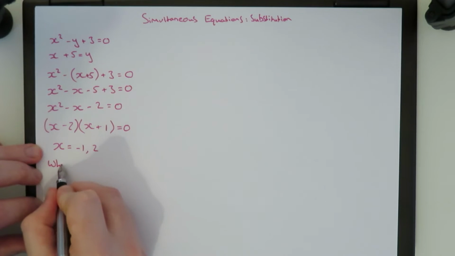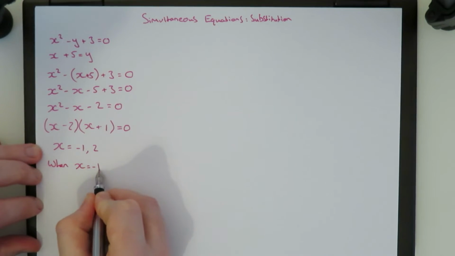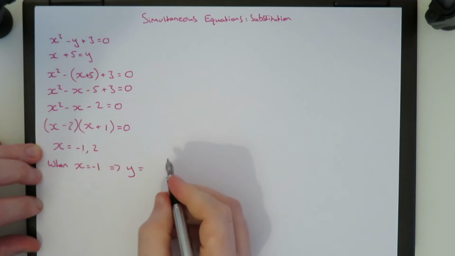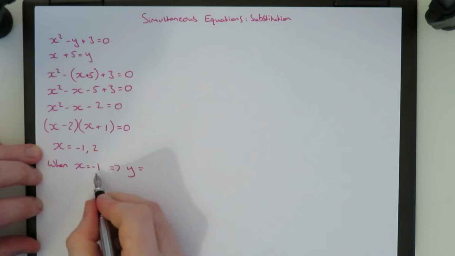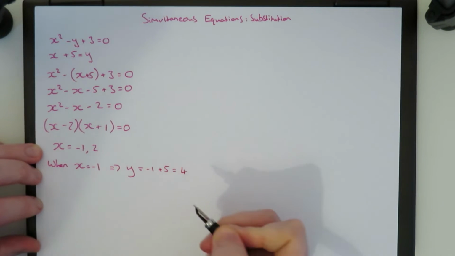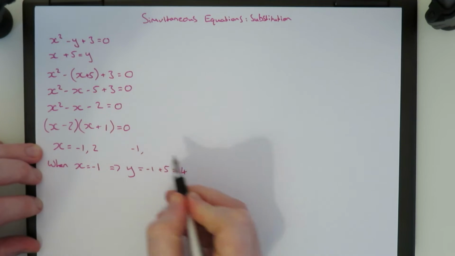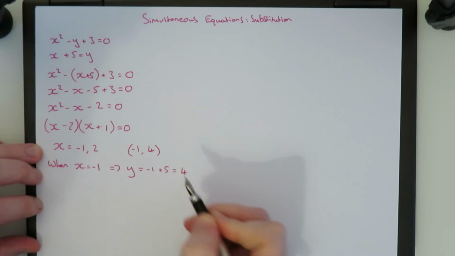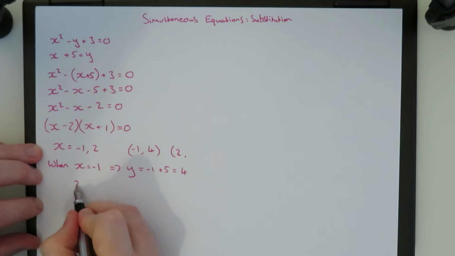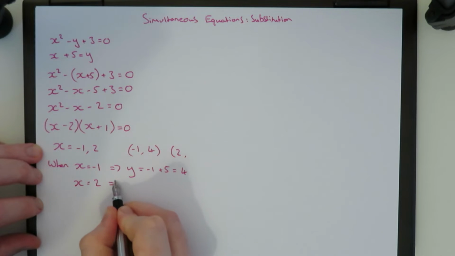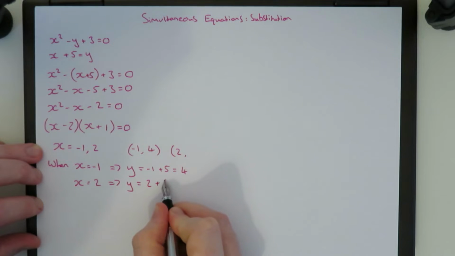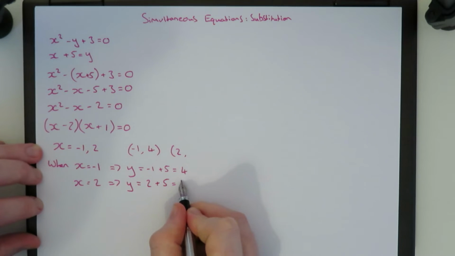So when x is equal to negative 1, that lets us know that y will be x plus 5. x is minus 1, so minus 1 plus 5 is 4. So our first coordinate is minus 1, 4. Our second coordinate is when x is equal to 2. So x equals 2, y is equal to x plus 5, so that's 2 plus 5, which is equal to 7.